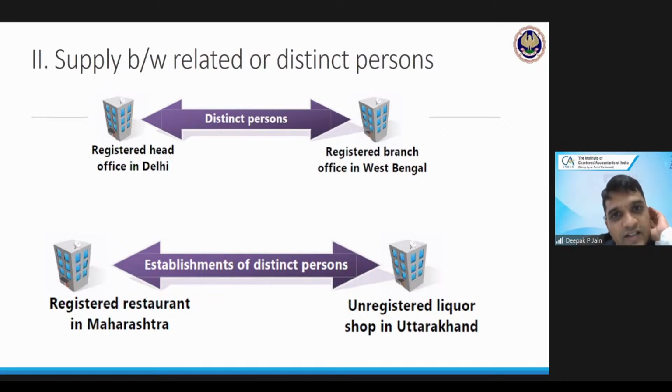Your registration is a 15-digit number. The first 2 digits are the state code. The next 10 digits are your PAN number. Then 3 unique digits will come. So the 10 digits will be the same, and the last 3 digits will change. So one person can have multiple registrations.